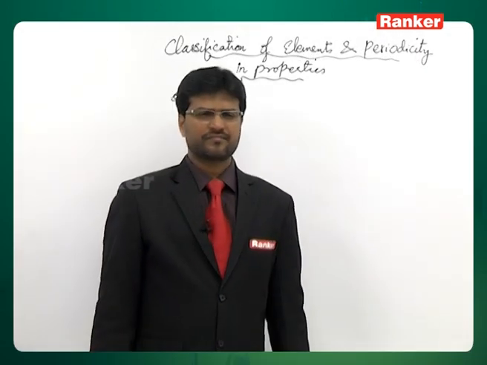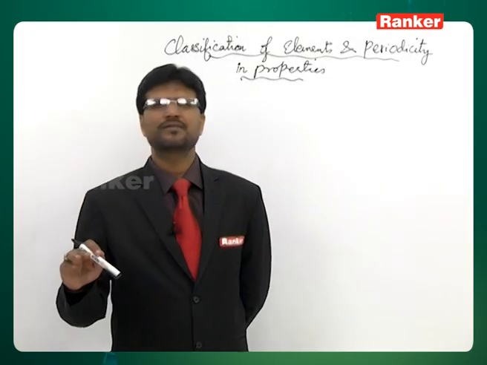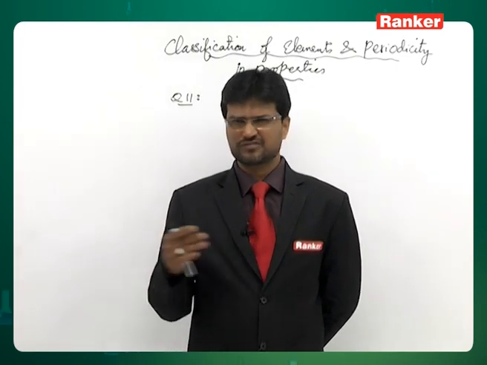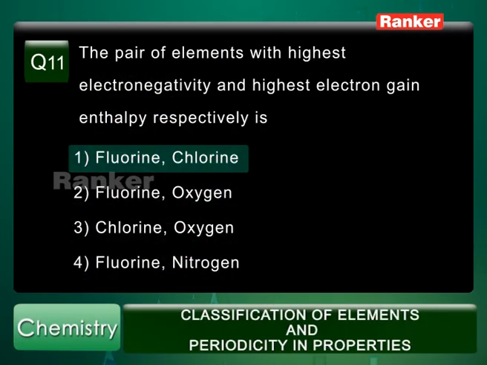Question number 11. The pair of elements with highest electronegativity and highest electron gain enthalpy respectively is: first option fluorine, chlorine; second option fluorine, oxygen; third option chlorine, oxygen; and fourth option fluorine, nitrogen. Actually, the correct answer is the first option. Fluorine is the element which has the highest electronegativity among all the elements in the periodic table, and it is chlorine which has the highest electron gain enthalpy, which is also called electron affinity. So, the correct answer is the first option, fluorine with highest electronegativity, and second, chlorine has the highest electron gain enthalpy.